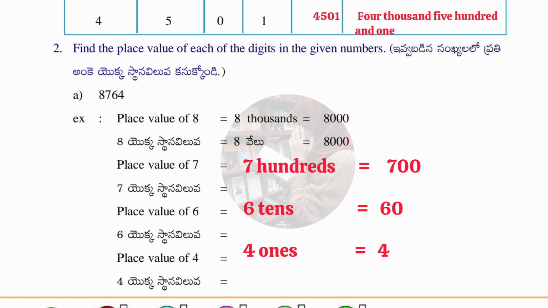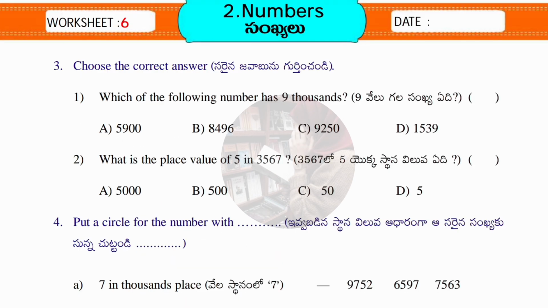Okay, in the same way we have to write down the exact number. 700 means 700, 6 tens means 60, 4 ones means 4. Got it, guys? I hope you understood this. Okay. Now we'll move to the next question, that is question number 3.